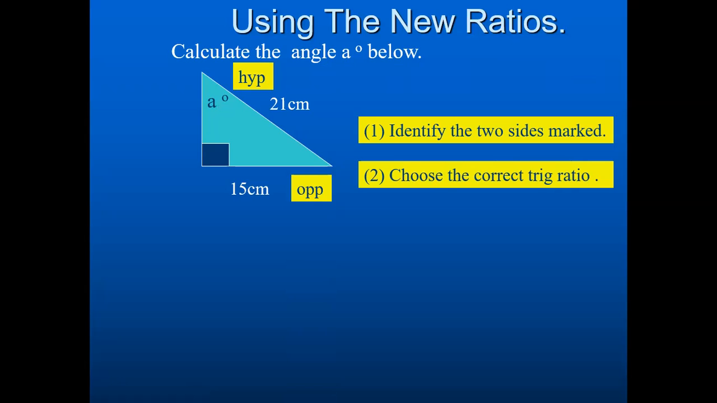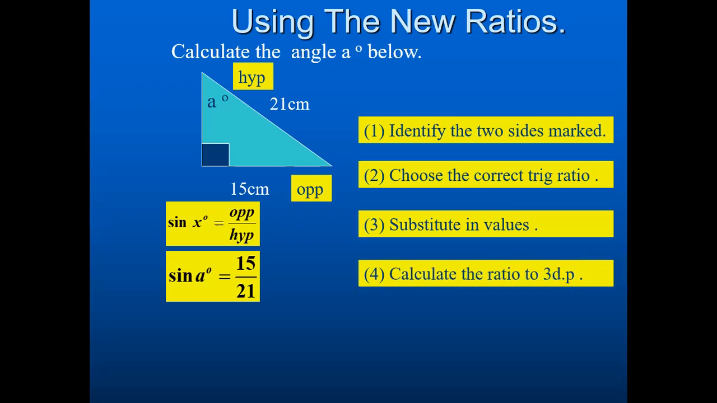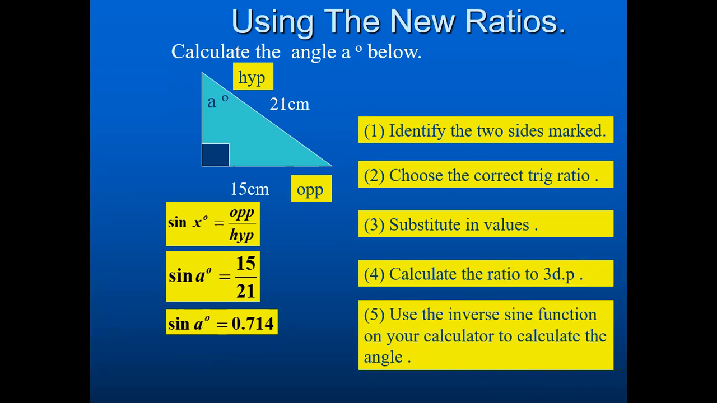Then they said to choose the correct ratio. So here, the most important thing, you label the two sides given, then you choose the correct ratio. What would be the correct ratio here? Sine, all right? Then they say substitute in the values. Wherever we have opposite, they put 15, and wherever hypotenuse, they put 21. Clear? Now they divide 15 over 21 and put it to 3 decimal places. So when they divide, they get 0.714. Then, if you want to find the angle, use the inverse function on your calculator to calculate the angle. Then the last step, you get 45.6.